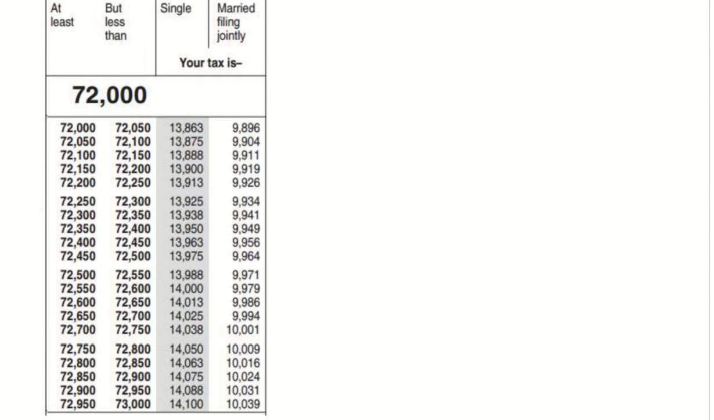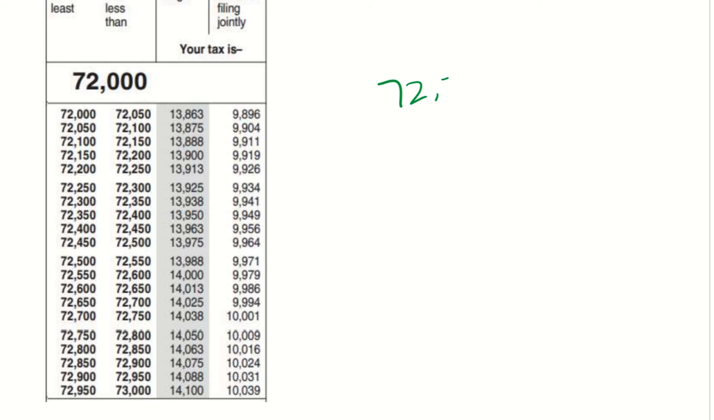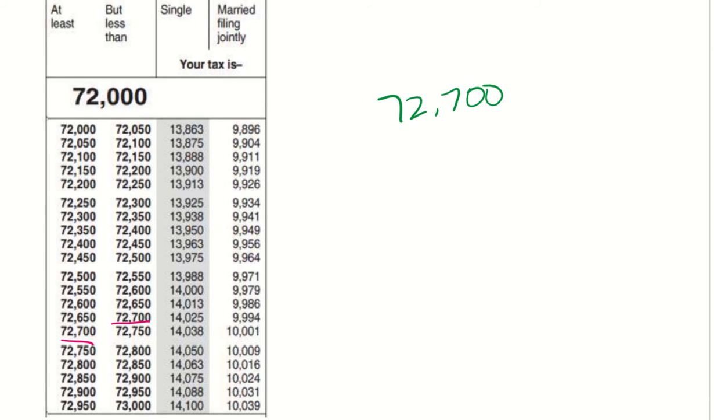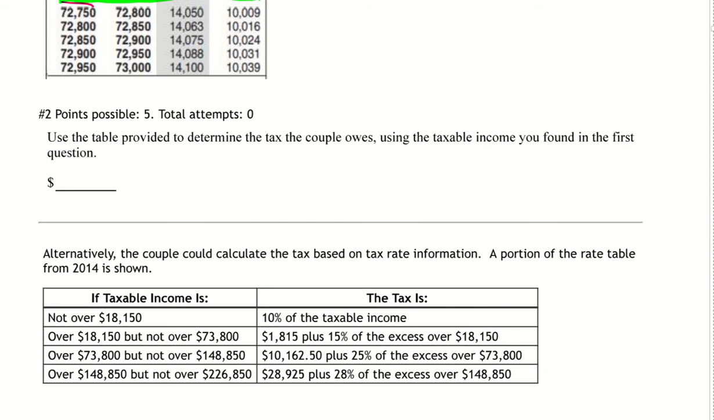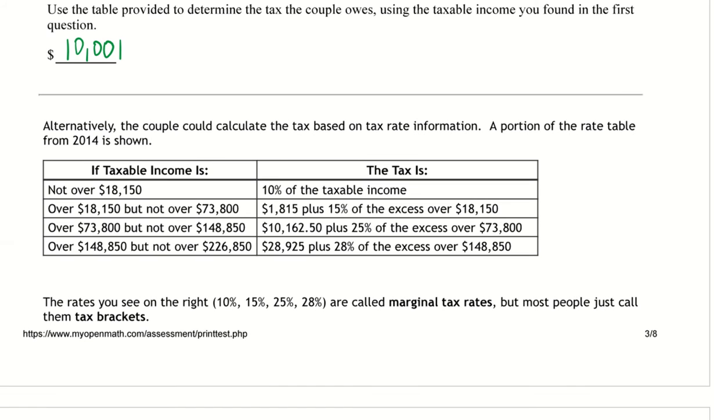For number two, we need to look at this table and figure out which row $72,700 falls under. Well, I see two $72,700s. It says "but less than," so it can't be that first one. It has to be that second row that has a tax of $10,001. So the tax they're going to owe is $10,001. So that's one way. Just look at the table, that's your tax.